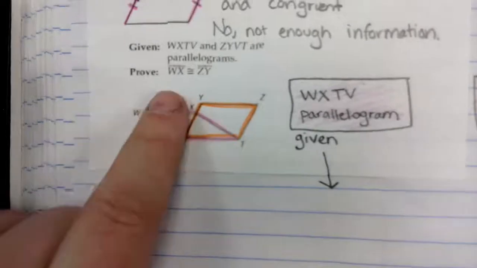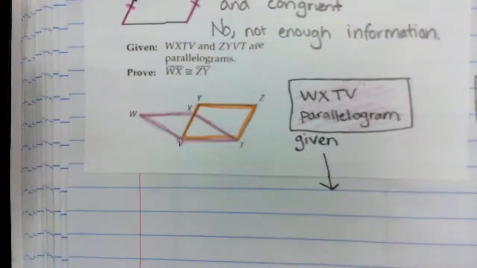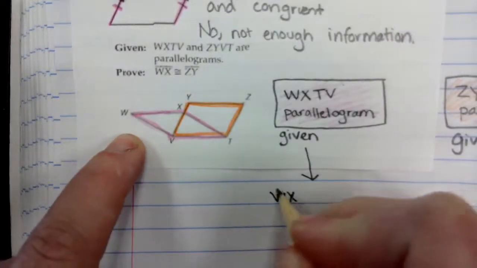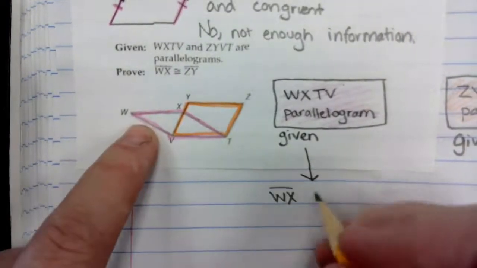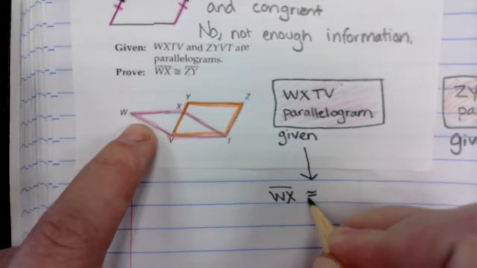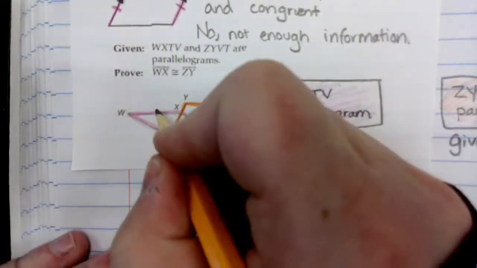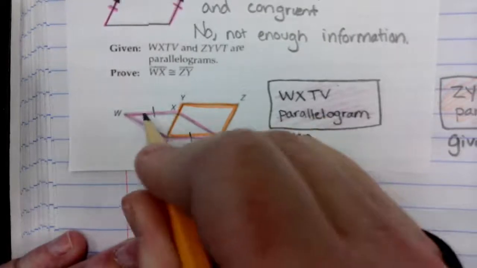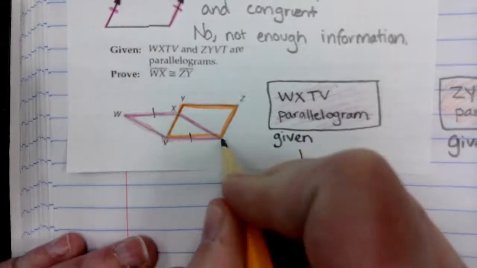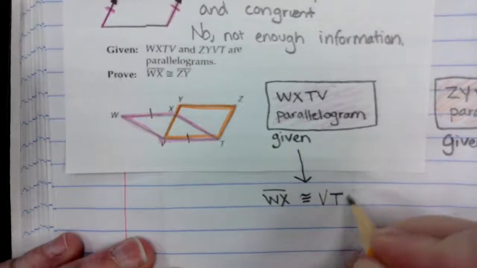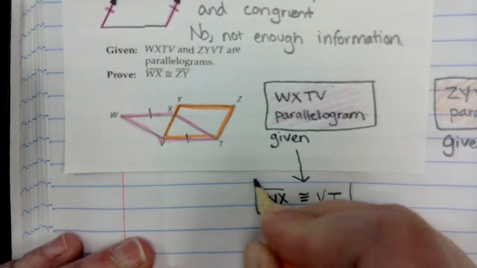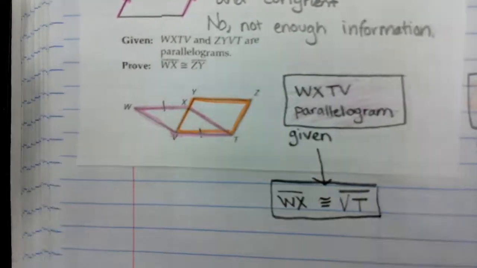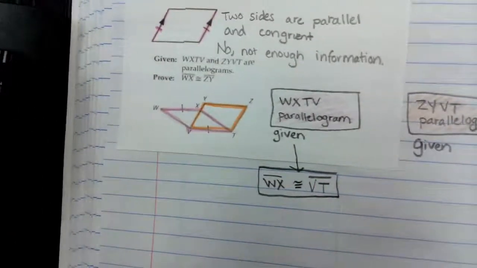WX, okay. So if we look at WX, what do we know WX is the same as in the pink parallelogram? VT, because it's across from each other, they're opposite. So WX is the same as VT. Which theorem tells us that opposite sides are congruent? If you're not sure, flip back to your foldable. Theorem 1.